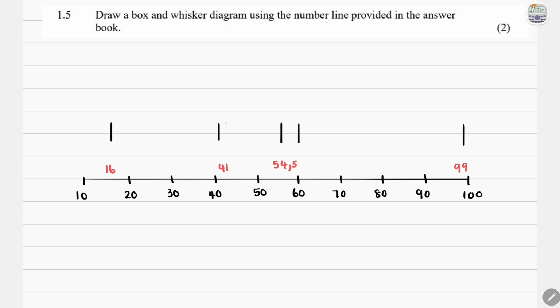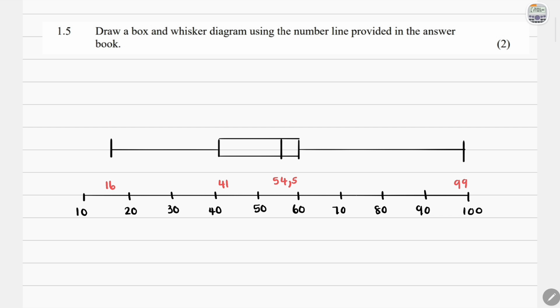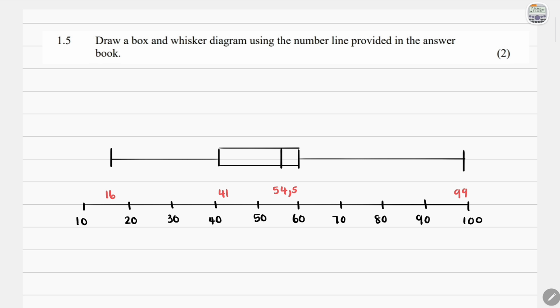Okay, and now we can connect. So we're going to connect our 3 quartiles, and they form a box. And then the whiskers are created by that minimum and the maximum value. Okay, so there we go. As long as everything is pointed out, it's fine. And this is our box and whisker diagram. Moving on to the next question.